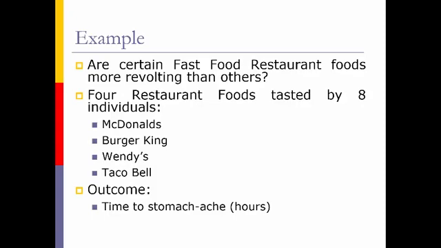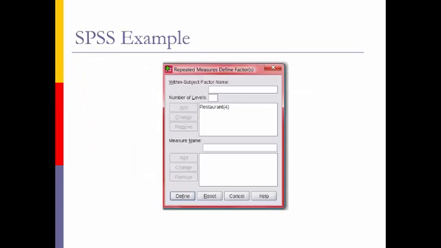8 people are going to taste all of these and the time to a stomachache. So with repeated measures, when we pull that up, we're not going to go through SPSS for this because it's just another ANOVA. Everything is pretty much the same with the exception of this piece.